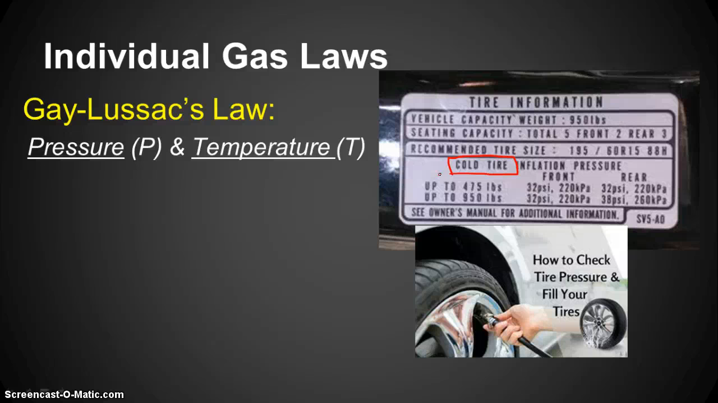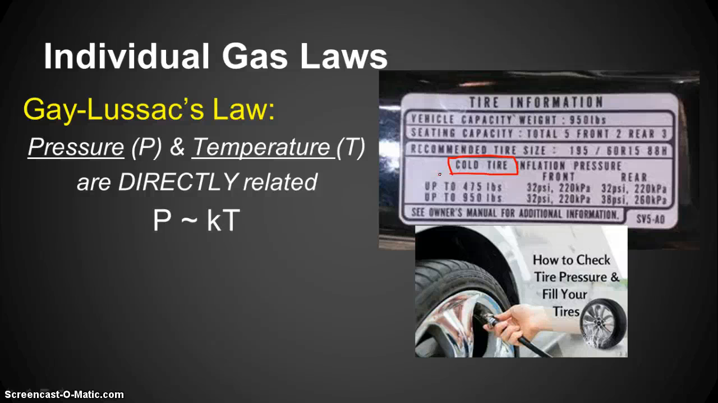So after you've been driving on the road for a while and your tires heat up, the pressure actually goes up. And so we learned that pressure and temperature are directly related. So if the temperature goes up, the pressure goes up, and if the temperature goes down, the pressure goes down. And so we wrote a proportionality where the pressure was proportional to the temperature. And once again, here's that constant. And so what would this equation look like if I solved it for the constant? If I did that, I would learn that the pressure divided by the temperature is always a constant.